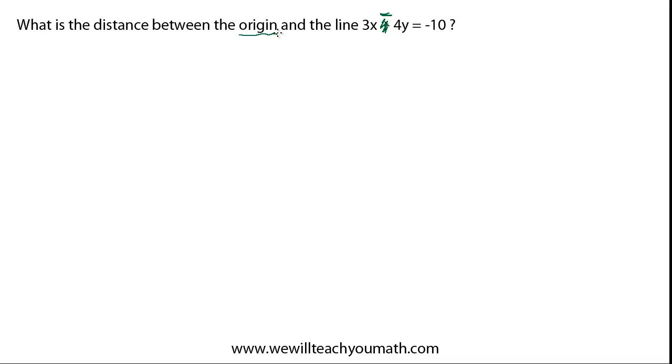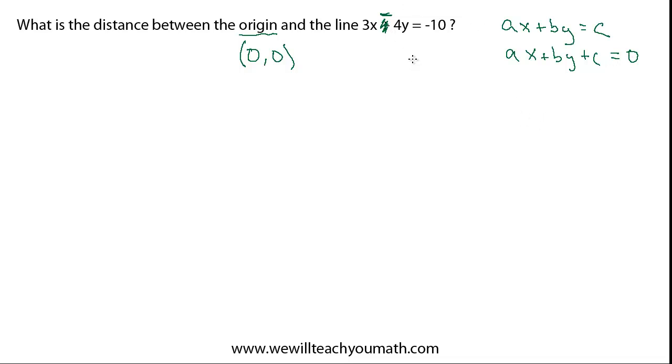The origin is just a point, right? We could say it's (0, 0). And this line is written in standard form. Anytime you have a line in standard form, you'll see ax plus by, and it can either be plus c equals 0 or equals c. Either way, it's standard form. Probably a little more commonly you'll see ax plus by plus c equals 0.